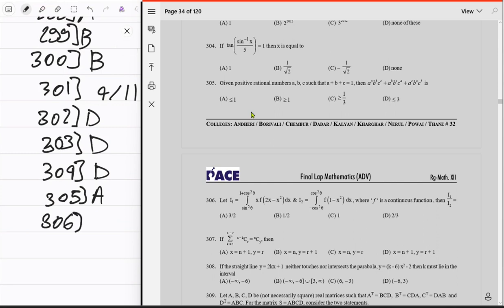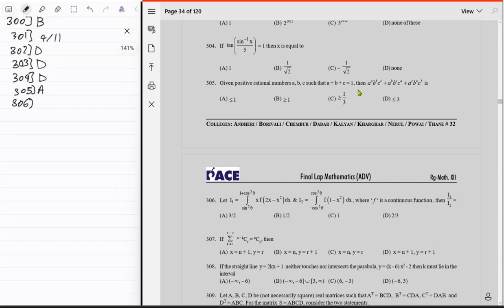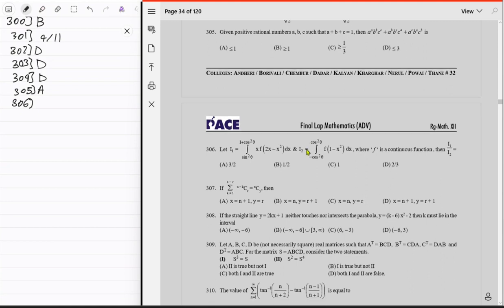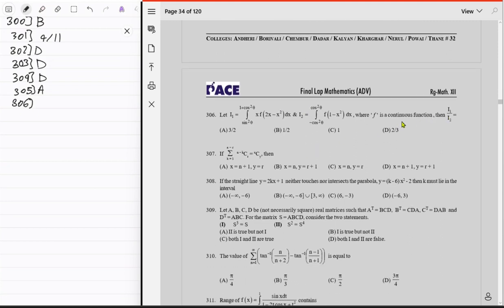306. नहीं, उतना भी obvious नहीं था, because ये ठीक है जो भी है. Next, I1 equal to this, I2 equal to this, where f is a continuous function, and I1 upon I2 is.